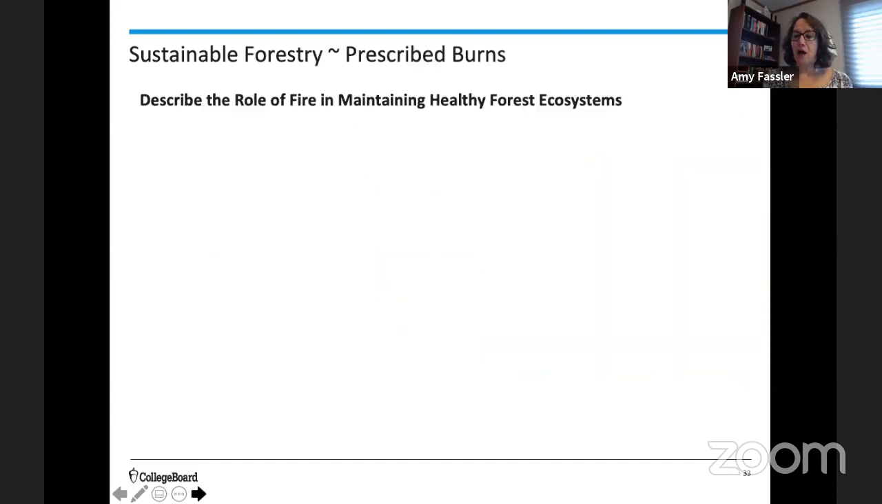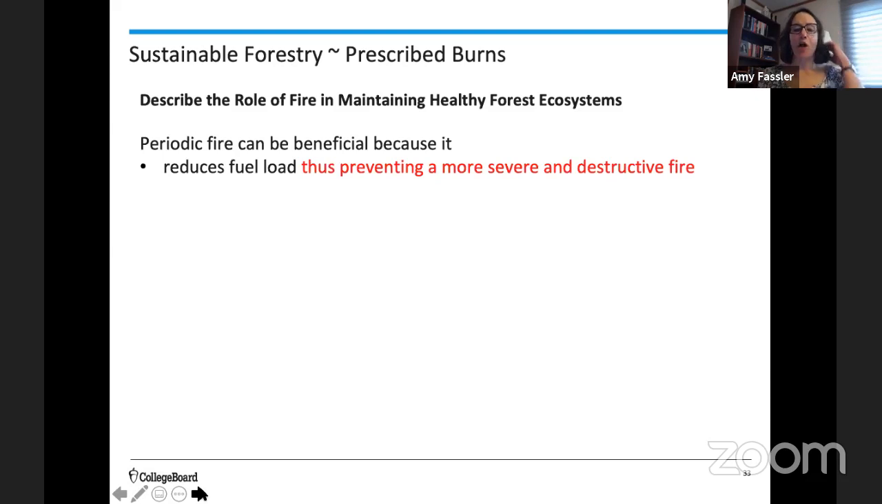We also have to talk a little bit about the role of fire in managing forest ecosystems. Remember that a periodic fire can be beneficial. And this is where, again, I'm really going to focus on that describe term. A periodic fire can be beneficial because it reduces fuel load. That's an identify point. I have to make sure I spiral all the way around and say, why does reducing fuel load provide for a healthy forest ecosystem? Well, it prevents a more destructive fire that might take out more species.